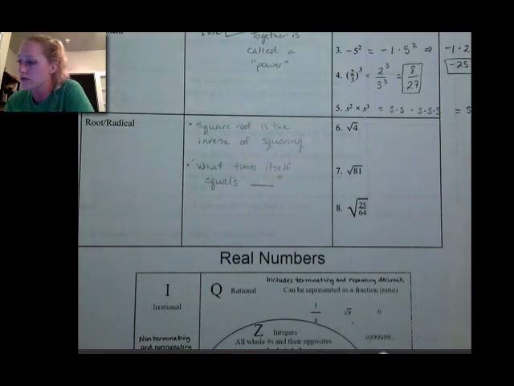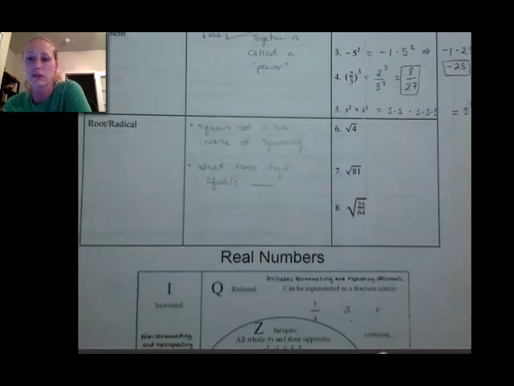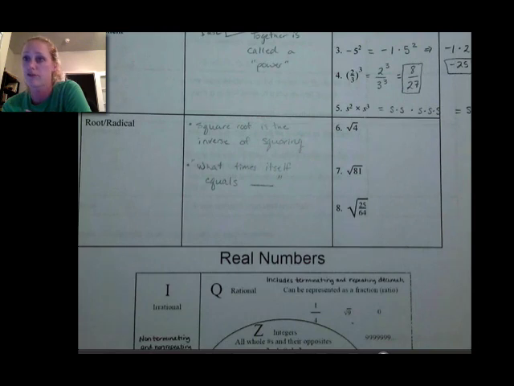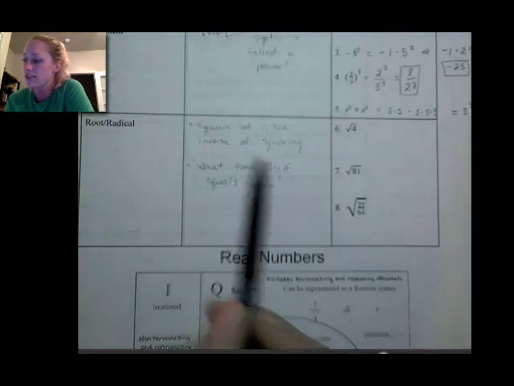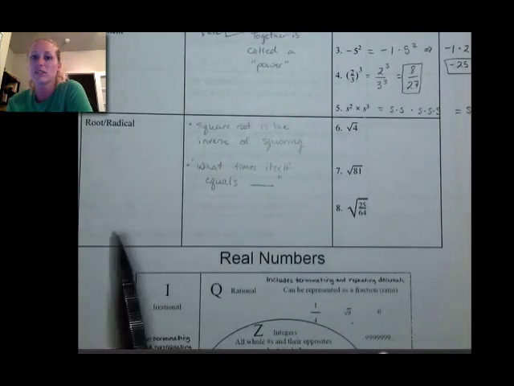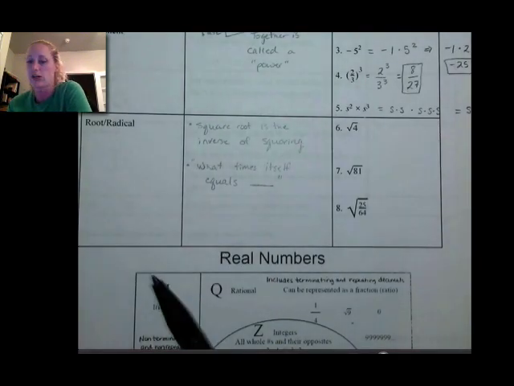Okay, root and radical. So square roots are the ones that we're primarily going to be using. We can have other roots. We could have cube roots, 4th roots, 5th roots, on and on and on. Primarily, we're just going to be using square roots. And the square root is the opposite or the inverse of squaring something. So kind of phrasing it this way is helpful. What times itself equals whatever number you're trying to find the square root of.